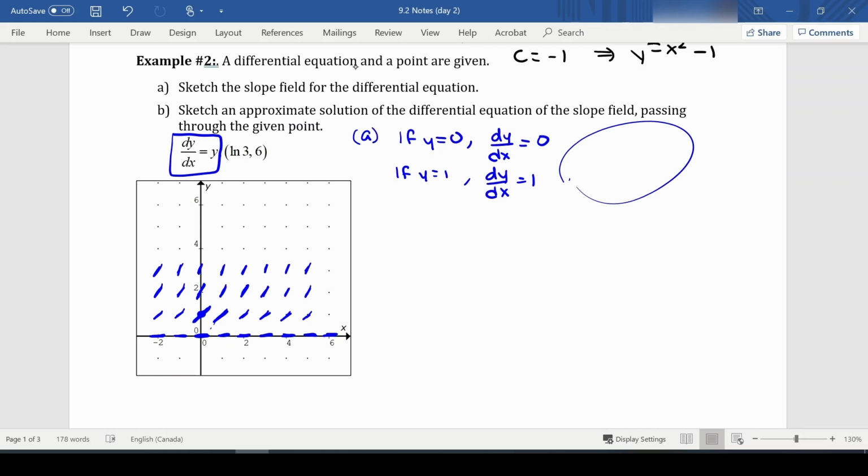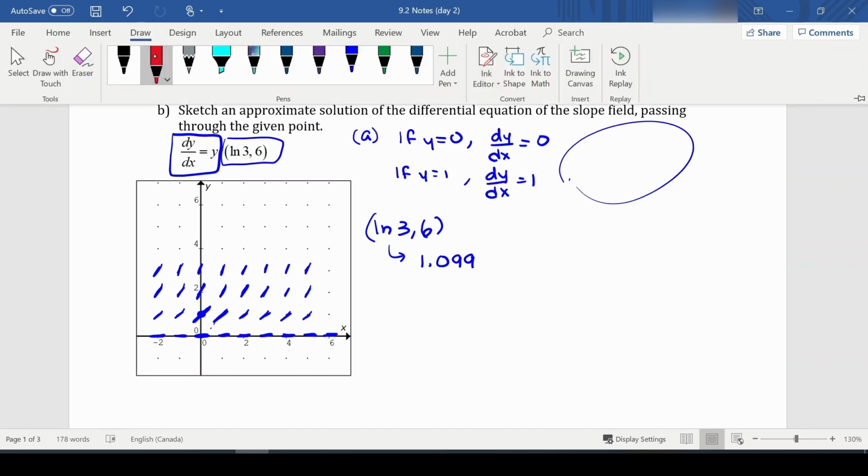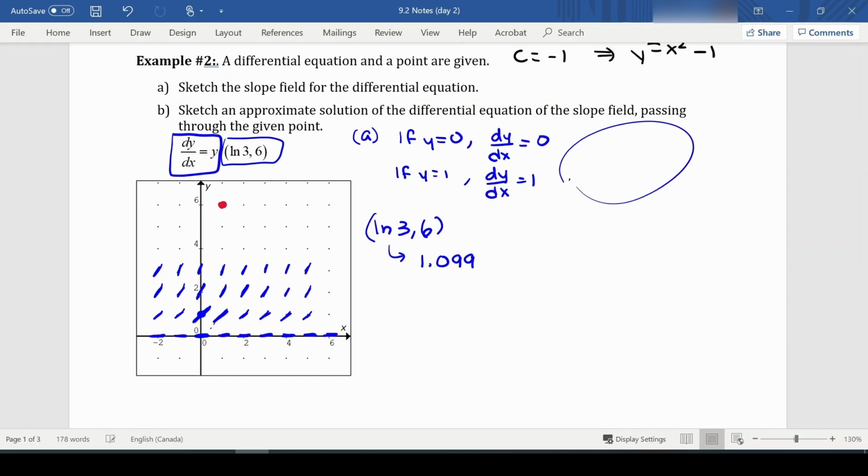And again, we can fill up the entire grid, but we don't need to, because we can take a look at where we're actually going to draw our point. We're trying to draw our point at ln 3 and 6. You could plug this into a calculator and figure out that this is about 1.099. So the point that we're trying to draw at is just over 1 and 6. This is roughly where we're trying to draw our curve.